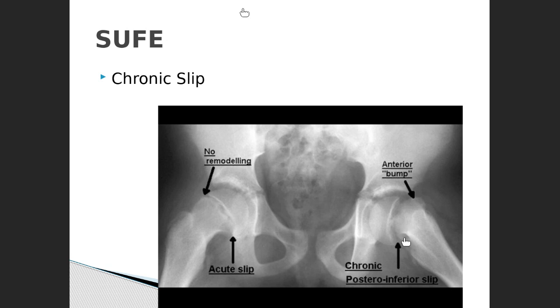As the femoral neck attempts to remodel to accommodate the new position of the femoral head relative to the neck. So once you see these signs of remodeling, you know that you're dealing with a chronic slip. An acute slip, on the other hand, will show no evidence of remodeling.